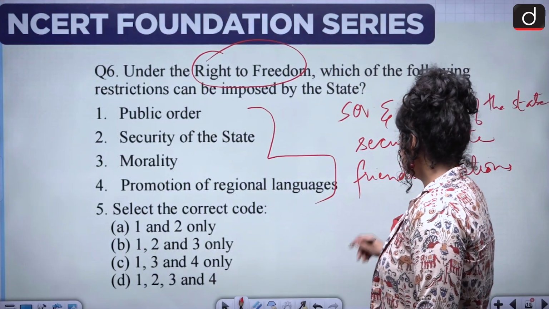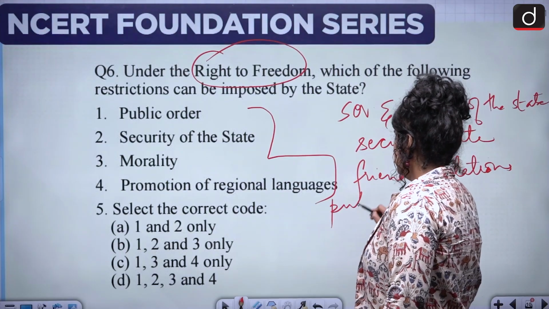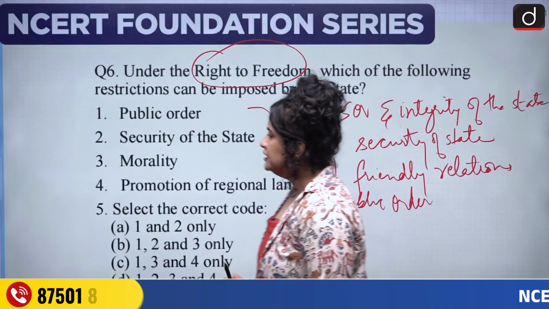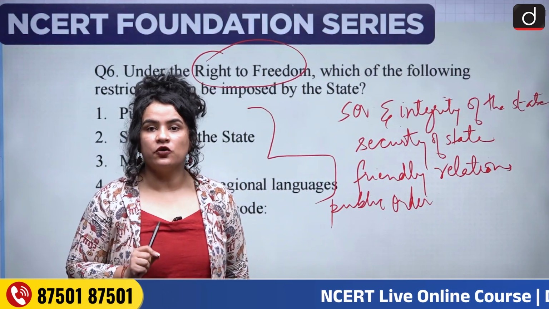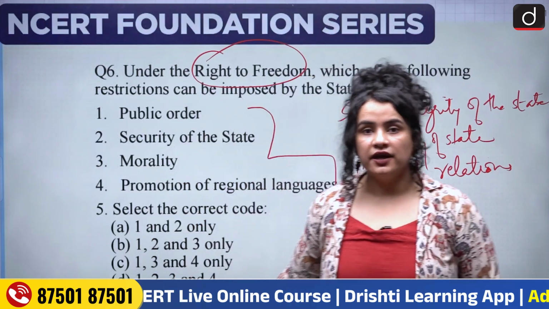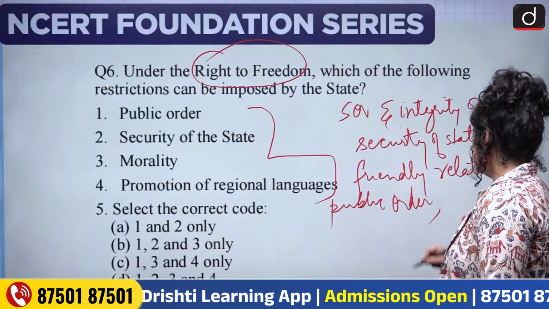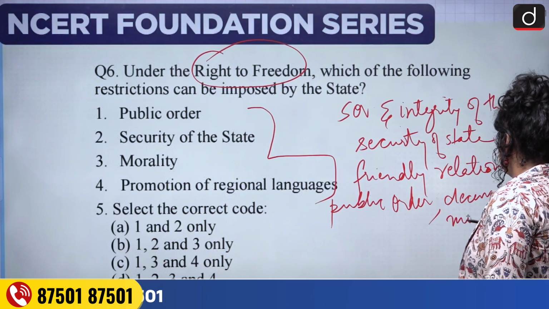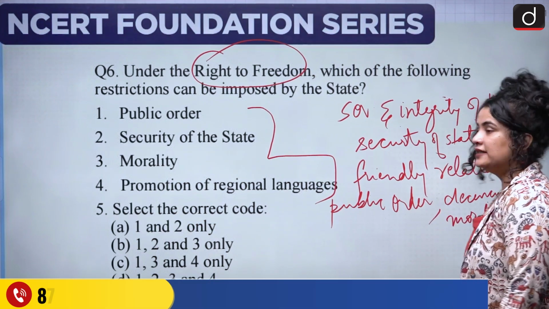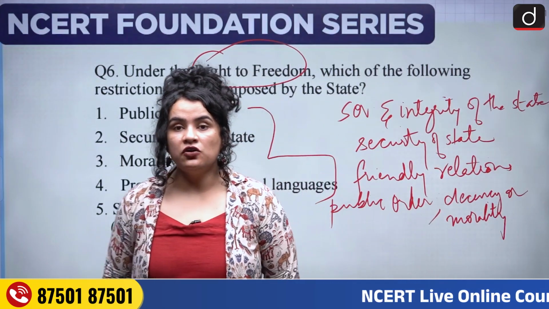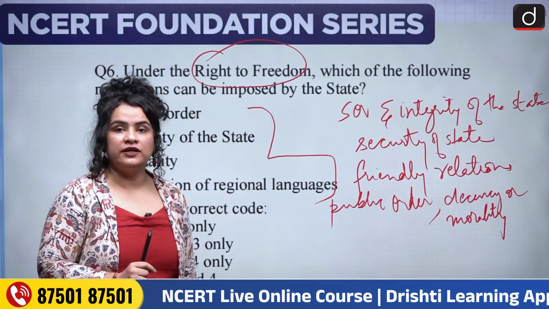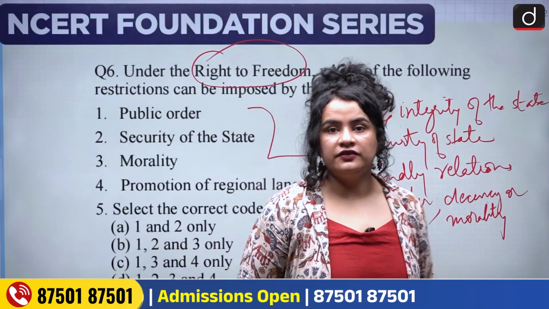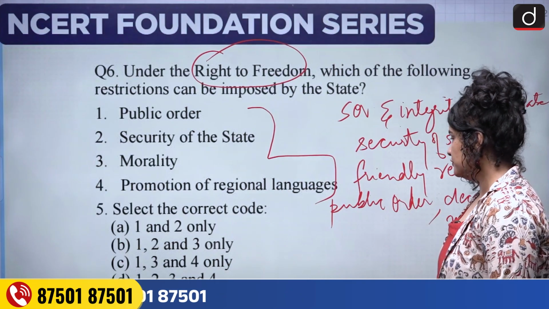All right? Now, not just this, there's another restriction, which is public order. So your freedom cannot create a ruckus or chaos in society. It cannot disrupt public order. Similarly, it is subject to decency or morality. All right? You cannot do something or express something obscene in the name of freedom. There is a reasonable restriction that has been imposed on that freedom.